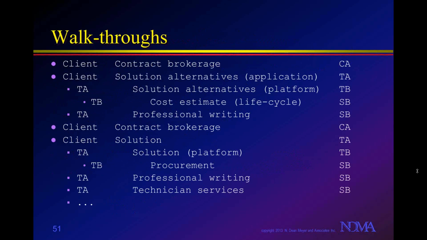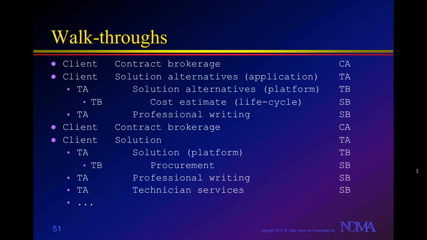So we implement that with walkthroughs. A walkthrough says, okay, here's a real-life project. What's the first thing the client might want to buy? Well, the client might want to buy contract brokerage from the account consultancy. Account consultant, do you need any help with that? No? Okay, you're done. What's the next thing the client might want to buy? Well, the client might want to buy a solution alternative study, as in a feasibility and scope study, from the applications technologist. Applications technologists, do you need any help? And they say, yes, I need the same solution alternative study on the platforms we're going to use from the base technologists. Base technologists, do you need any help?